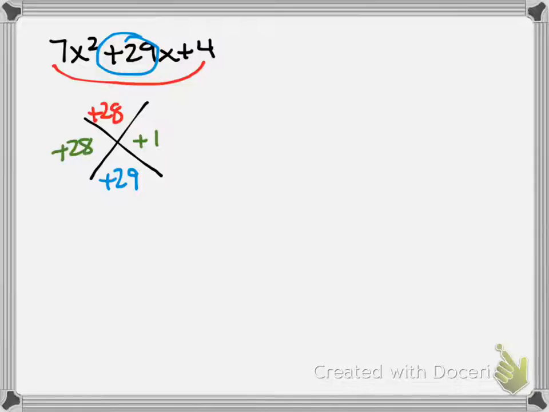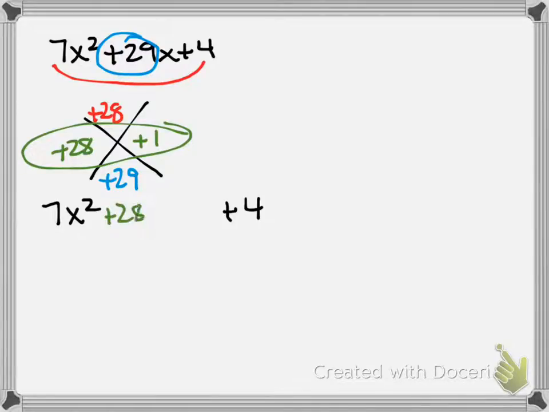The complication is that 7. So what we're going to do is go back to what we talked about last week. And what we're going to do is take this trinomial, and we're going to turn it into a 4-term polynomial. How do we do that? Well, we keep the 7x squared, and we keep the plus 4. What we're going to do is we're going to write 29x not as 1 term, but as the combination of 2 terms. What 2 terms? Those 2 terms. So plus 28x plus x.